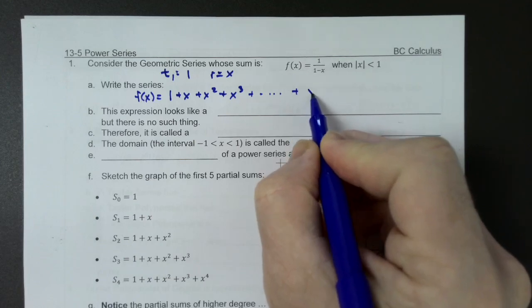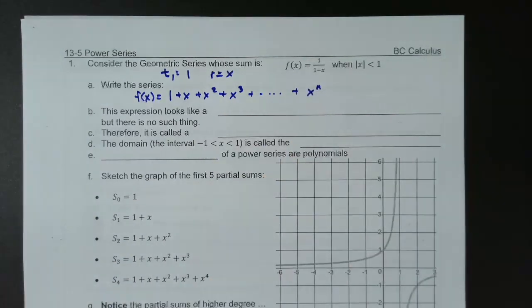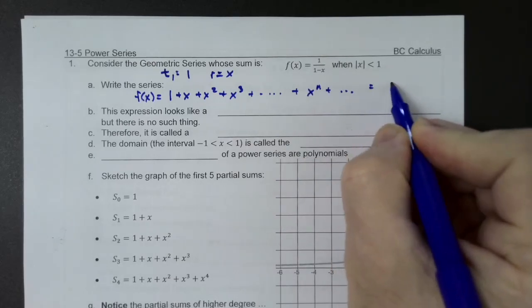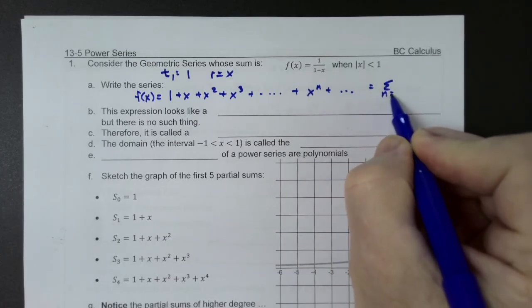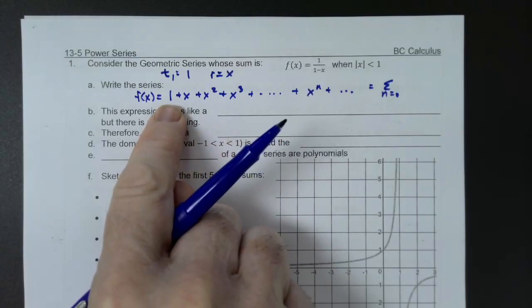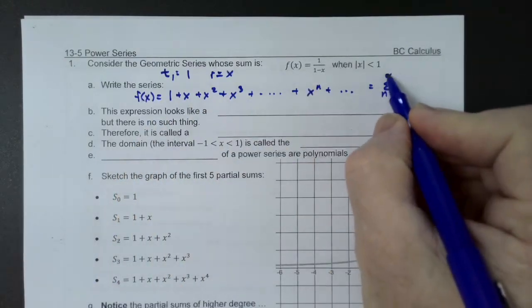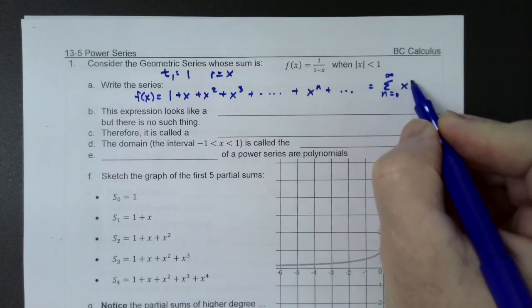And you can see from the pattern, this is just x to the n power, or we can write it as the summation from n equals 0. N equals 0 will give me the 1 right here, so that does work out to infinity of x to the n.